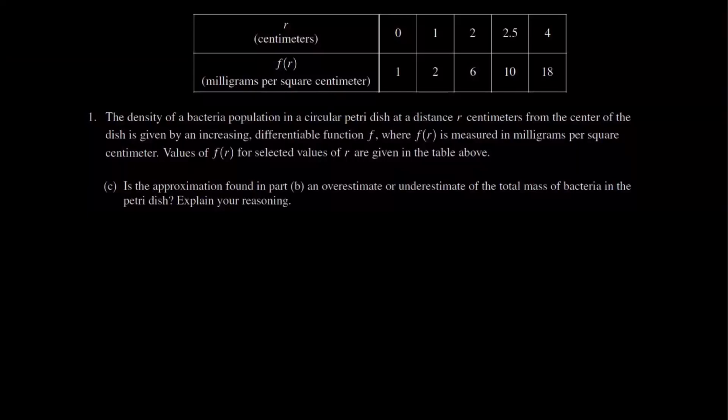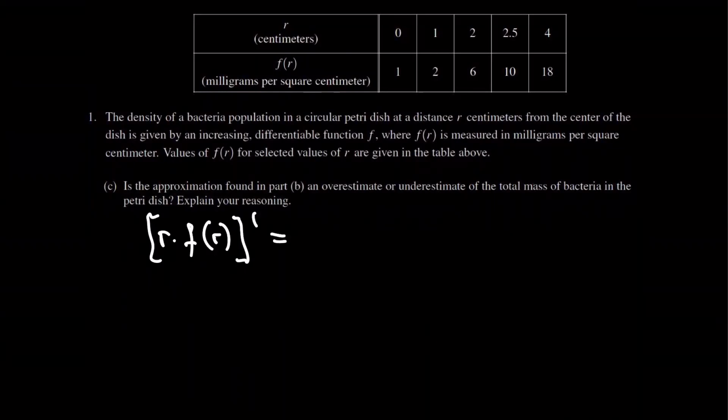In this question, we are asked whether the approximation that we found in part B is an overestimate or an underestimate of the total mass of the bacteria in the Petri dish. So let's look at the derivative of the function under the integral. The function was r times f of r. So let's look at the derivative of this function to see whether it's increasing, decreasing, or we can't say anything about it.